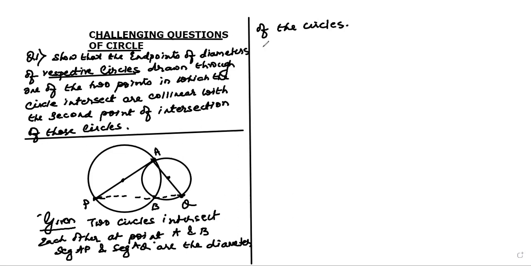And what do you want to prove, children? Prove that the other endpoints of the diameters are collinear with the second point of intersection. Prove that points P, B, and Q are collinear. I hope everybody understood this. You have to prove these 3 points P, B and Q are collinear. Collinear means you have to prove all three are on the same line.